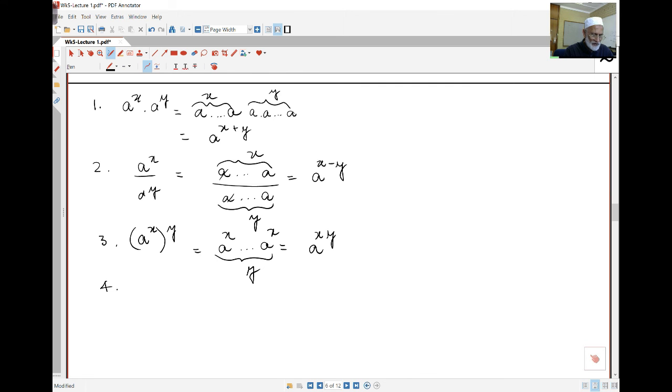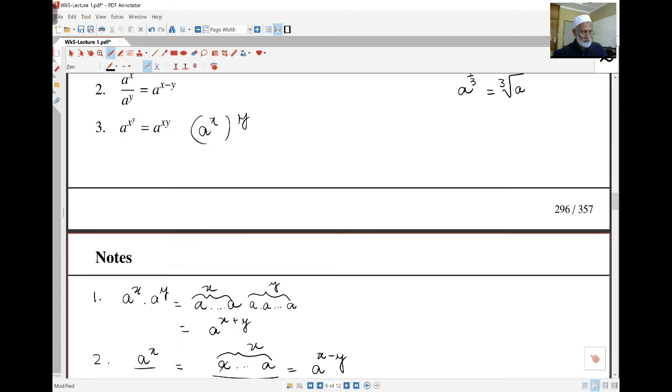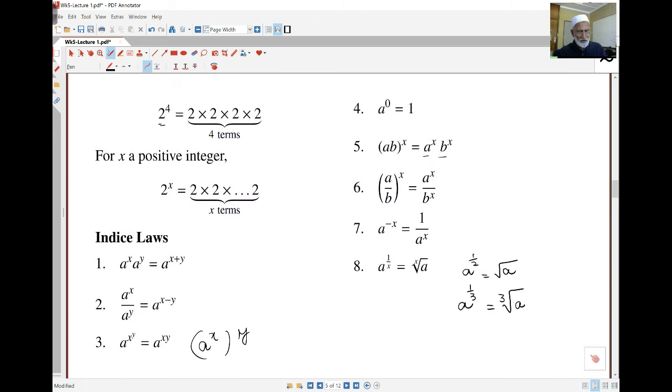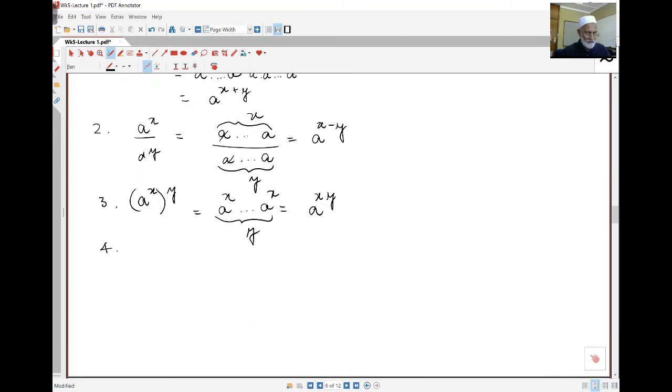The fourth one says a to the 0 is equal to 1. And the way that it works is, if I take a look at a over a and use the second rule, that becomes a to the 0. And of course, a over a is equal to 1. So a to the 0 must be equal to 1.